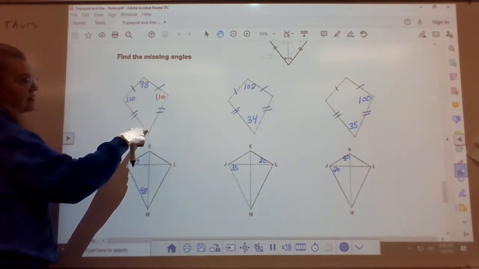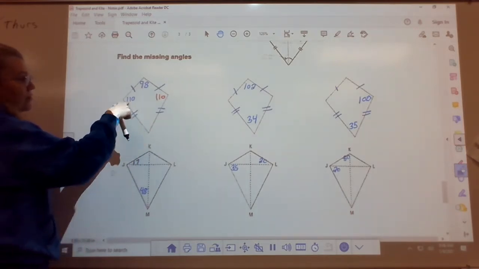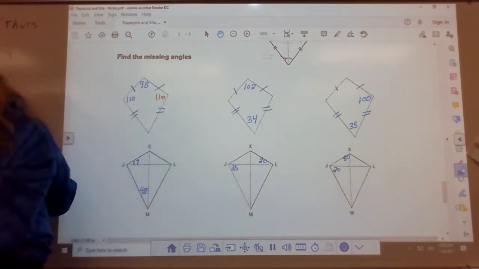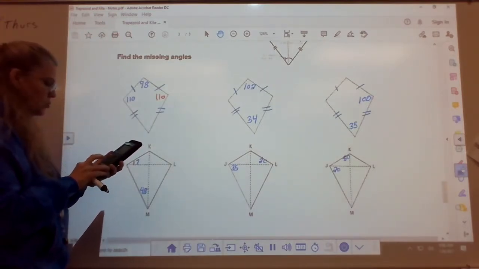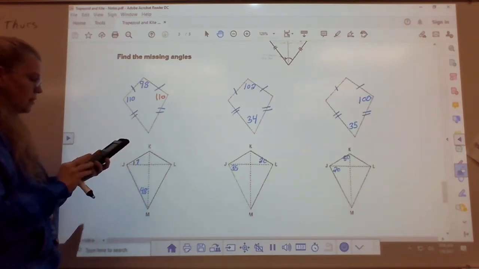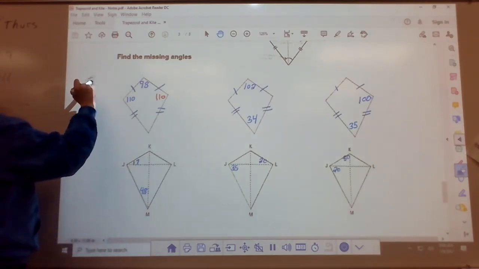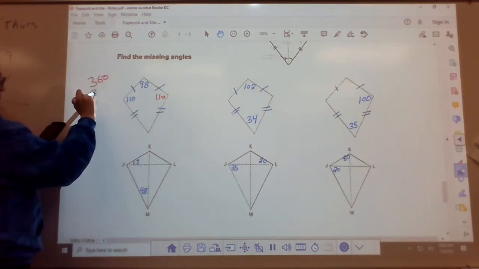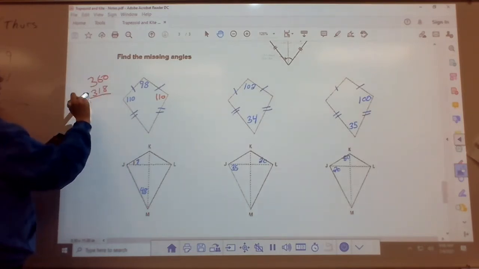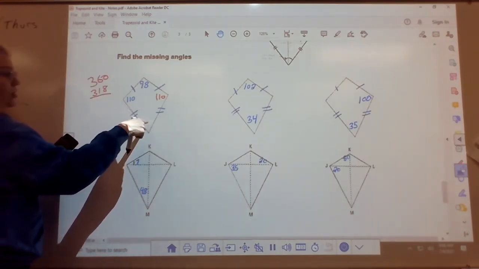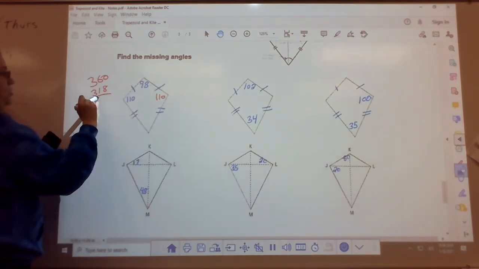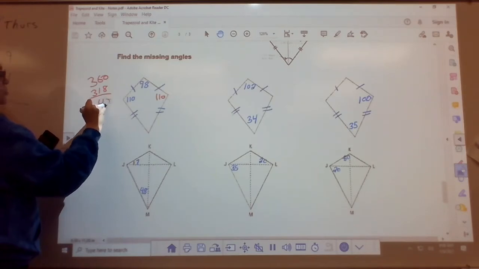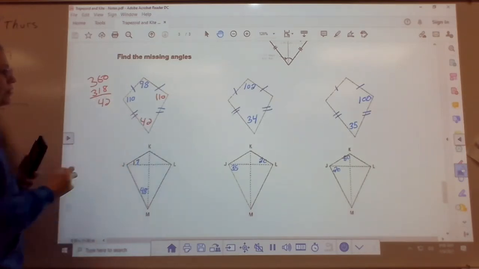So to find this last angle, I'm going to subtract. I'm going to add these 3 together. So if I add these 3 together, 110 plus 110 plus 98, I get 318. If I subtract from 360, I'm going to get my last angle because a quadrilateral always adds up to 360 degrees. So my last angle is going to be 42. So I get a 42 there.